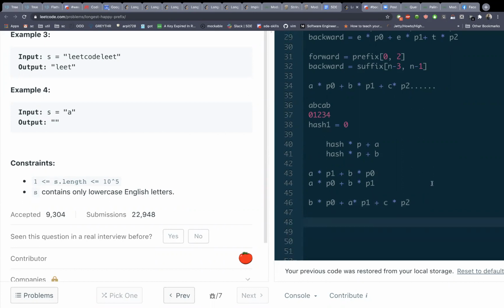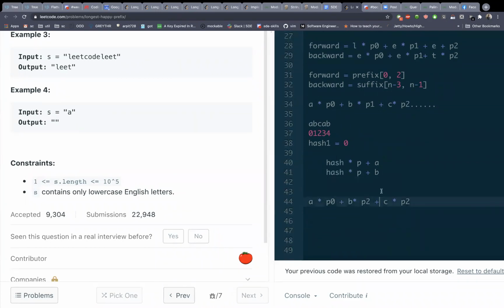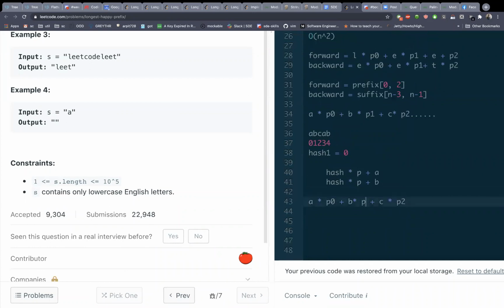So say if we calculate from forward, A into P0 plus B into P1 plus C into P2. Yeah, B into P1. I think we have written P2 here. Yeah, B into P1 plus C into P2. Let's remove this part now, that will be confusing otherwise. B into P1 in line 43. So this is what we have from forward.